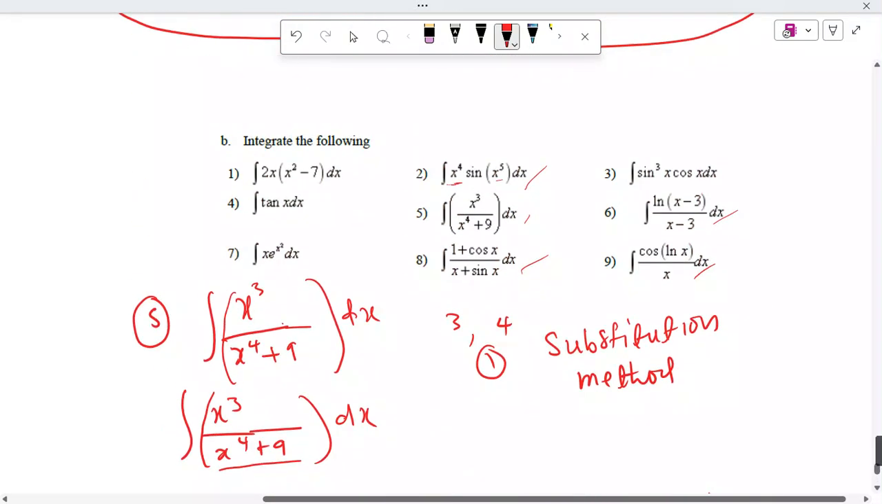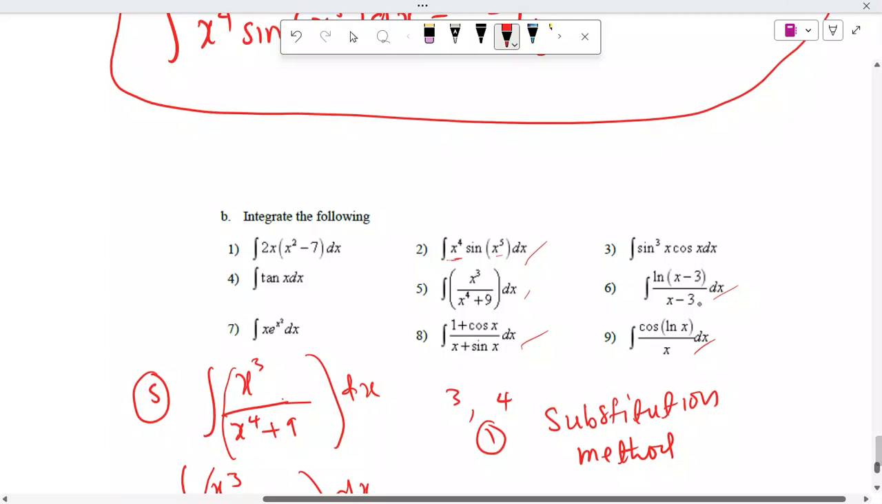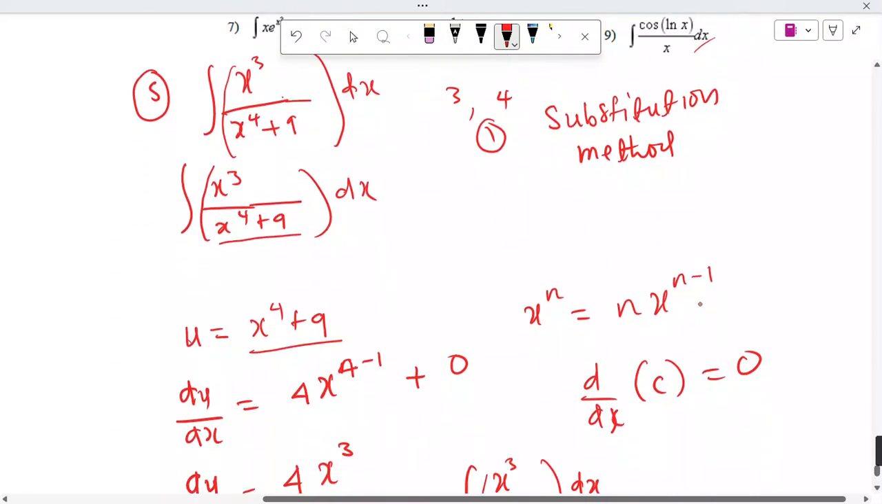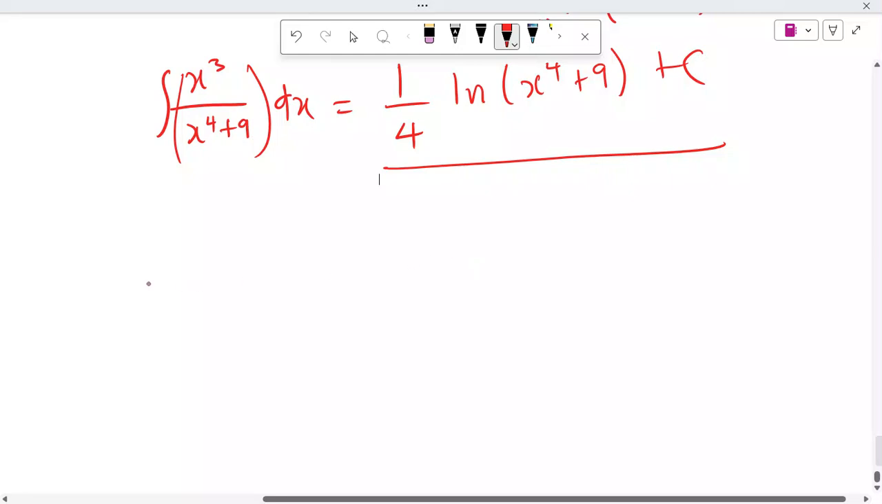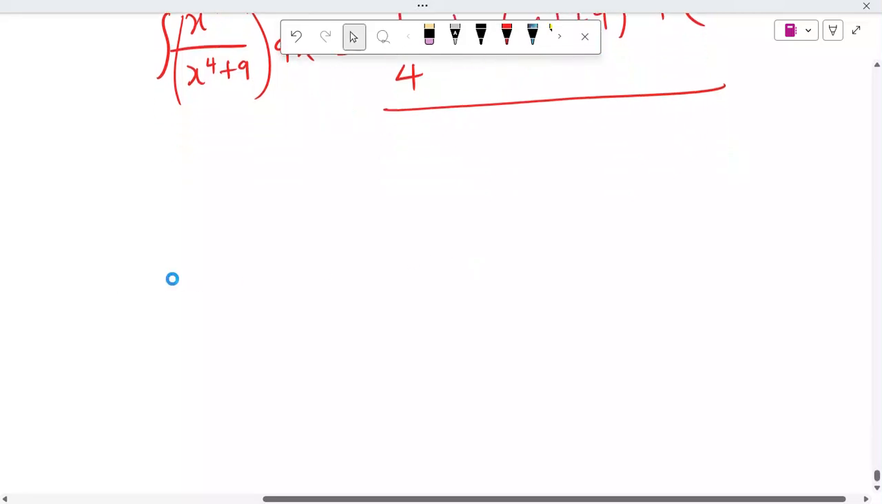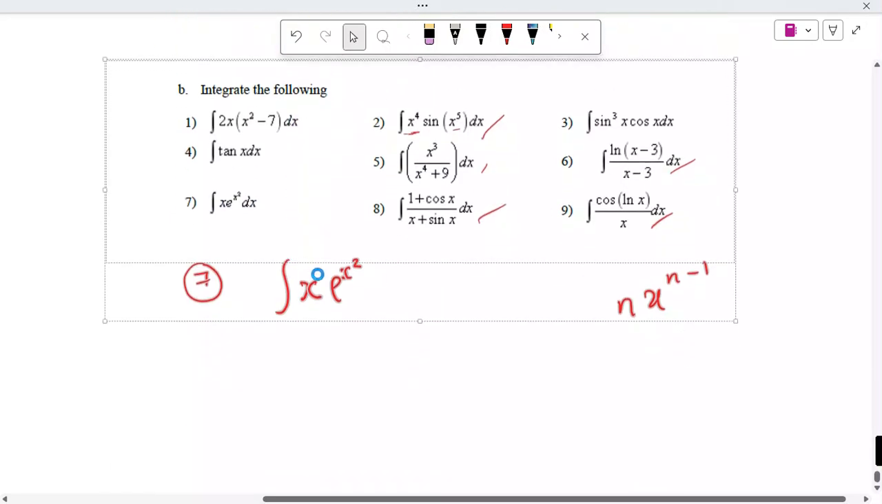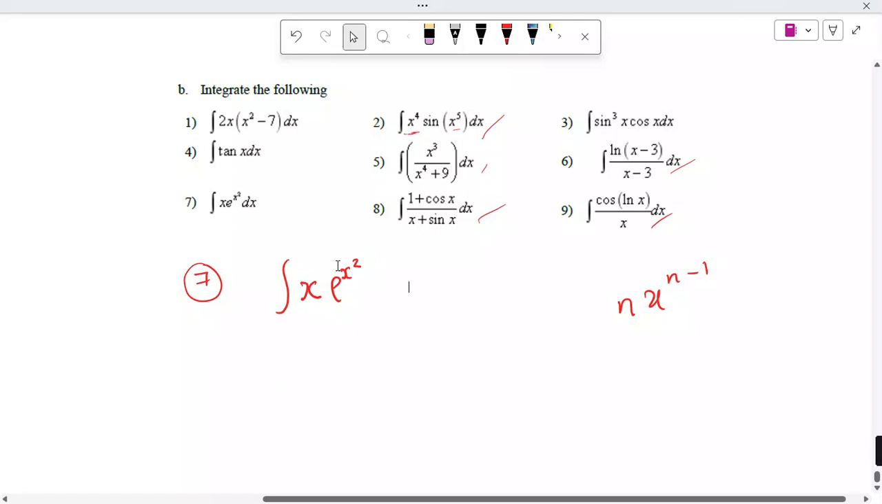Okay, so let's continue solving. So let's go to question 8. Okay, so question 8. So let's continue. Okay, so we have part 8 now.